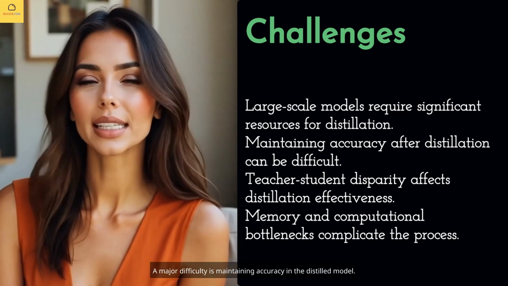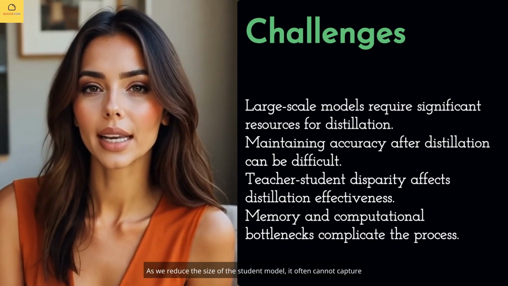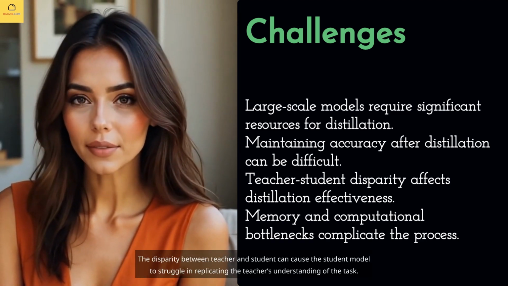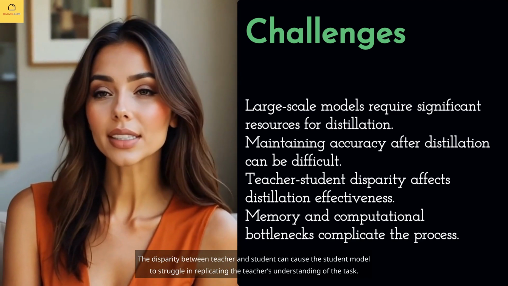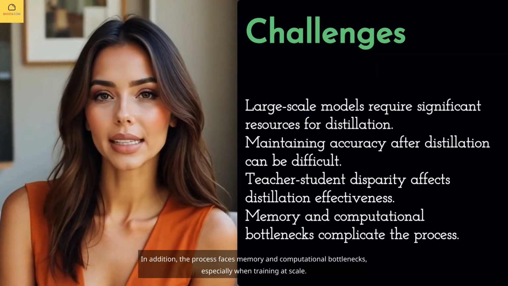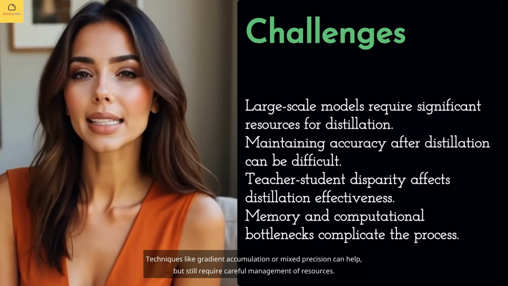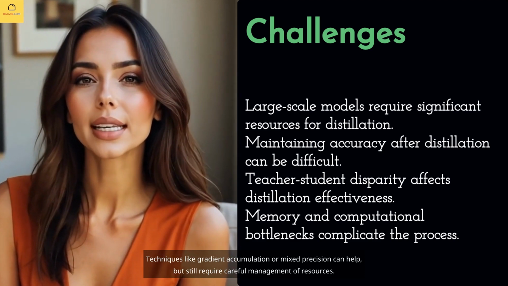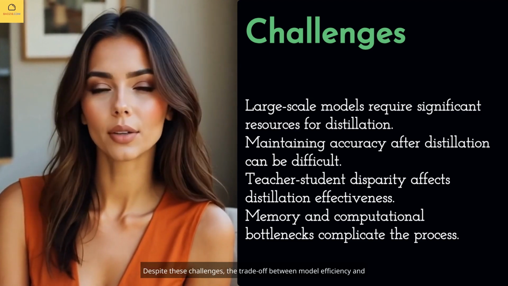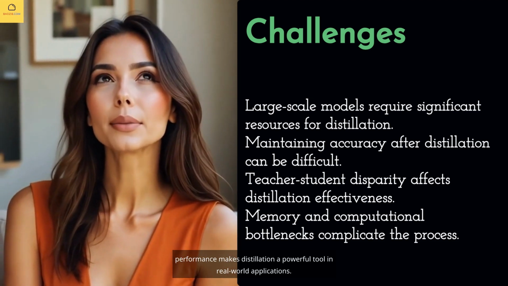A major difficulty is maintaining accuracy in the distilled model. As we reduce the size of the student model, it often cannot capture all the intricate features of the teacher model, which can lead to performance degradation. The disparity between teacher and student can cause the student model to struggle in replicating the teacher's understanding of the task. In addition, the process faces memory and computational bottlenecks, especially when training at scale. Techniques like gradient accumulation or mixed precision can help, but still require careful management of resources. Despite these challenges, the trade-off between model efficiency and performance makes distillation a powerful tool in real-world applications.